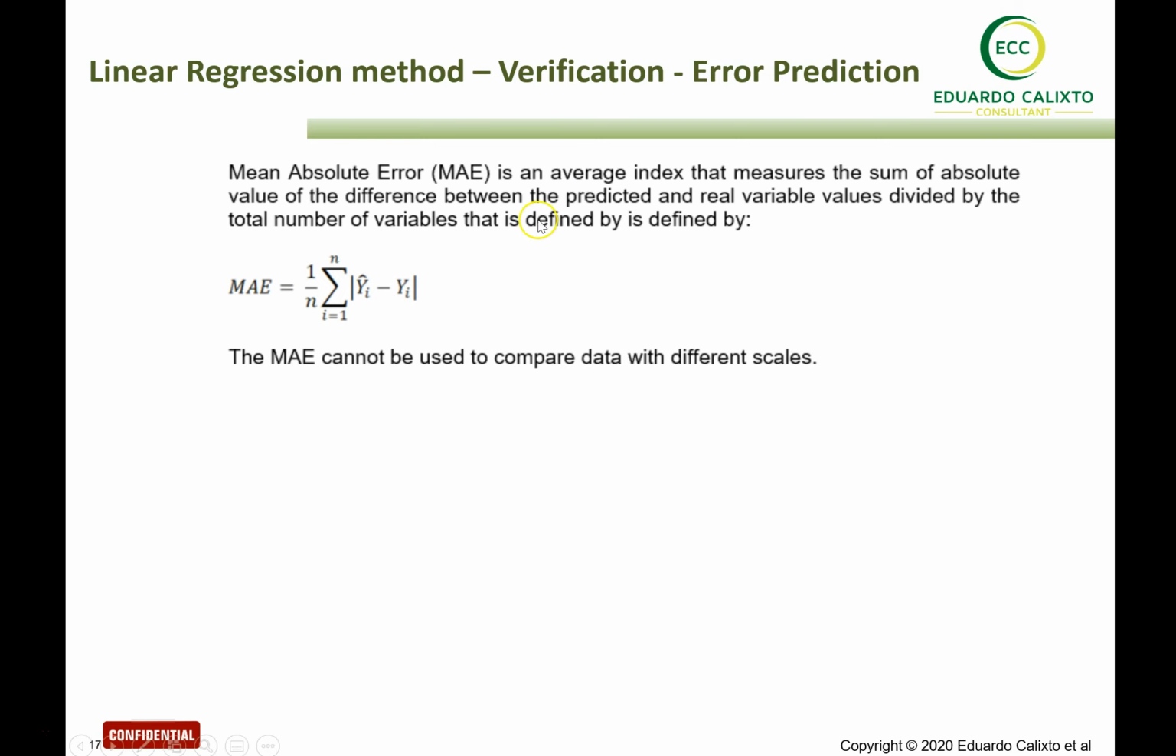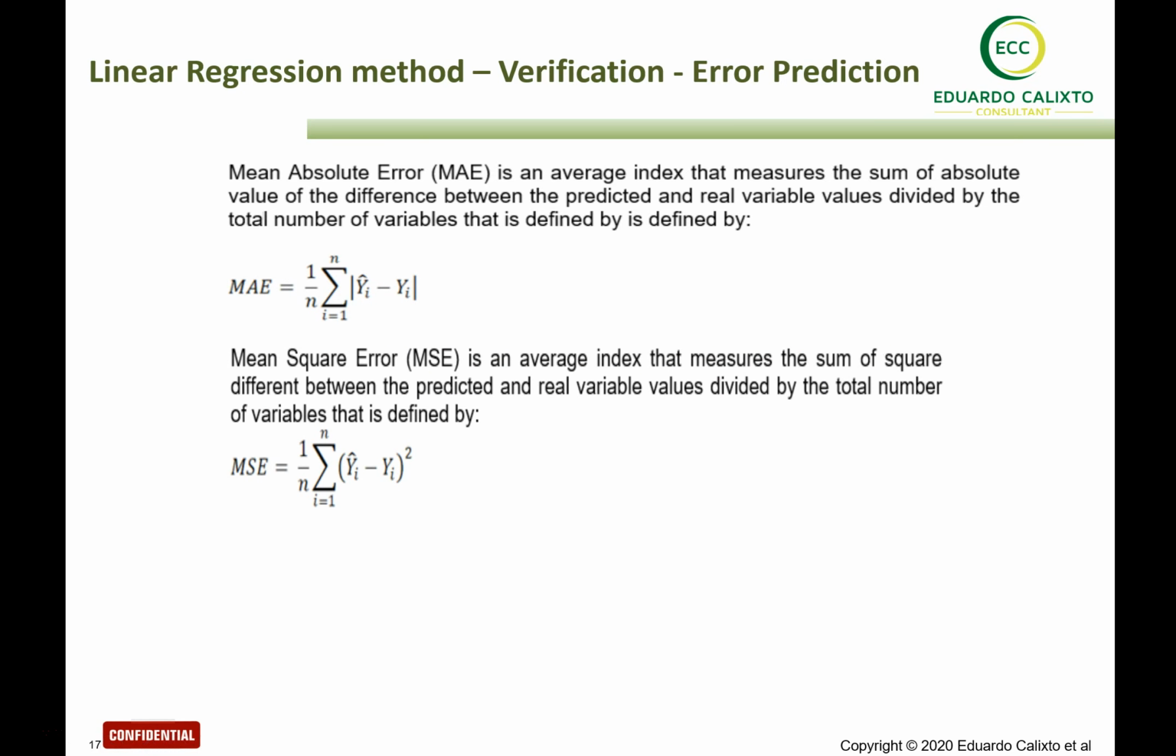So the first one is the mean absolute error, and that is the average of the sum of absolute value of difference between predicted and real value, as represented here. We need to be careful to not compare the data with different scales.